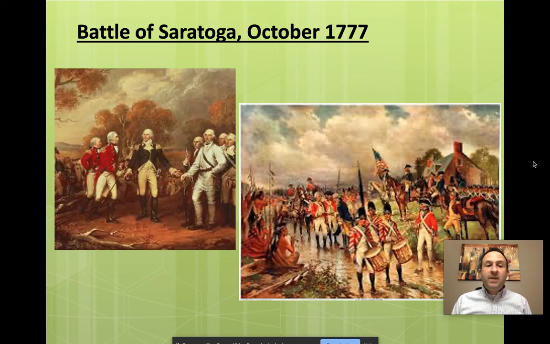And then in February 1778, another turning point: France formally recognizes the independence of the American colonies as a new nation. Again, this is important. You need a foreign power to recognize your independence to give legitimacy to your cause. This is important throughout history.